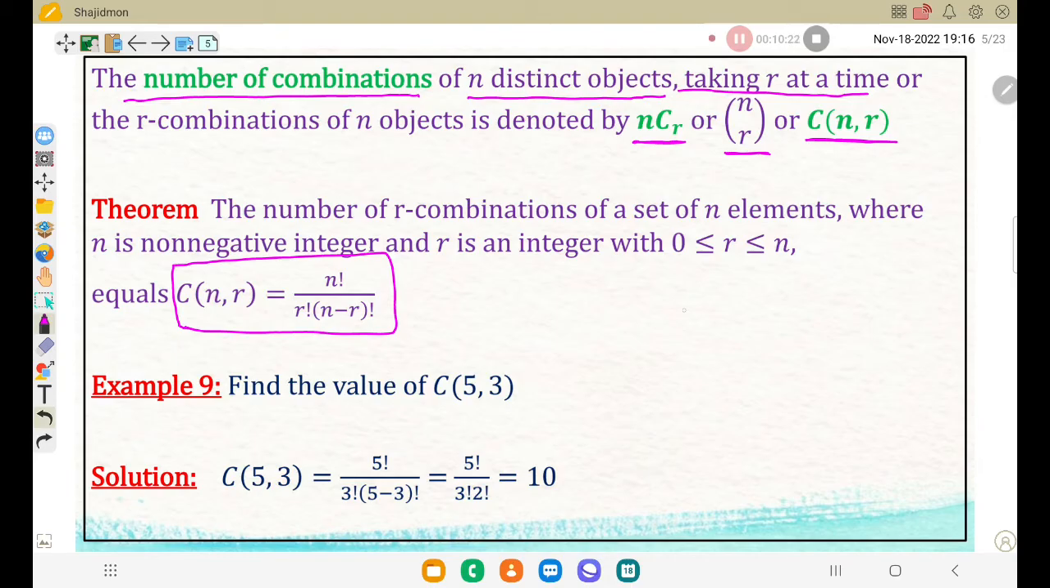Like this, you remember P(n,r), the permutation. What was the rule? n factorial divided by (n minus r) factorial. Here, one extra term is there: divided by r factorial is extra here. Okay, so now we do one example.